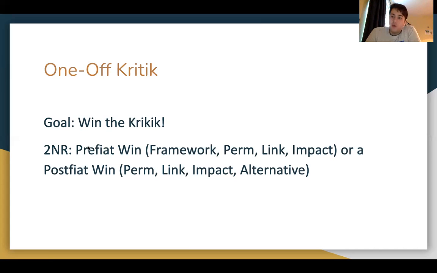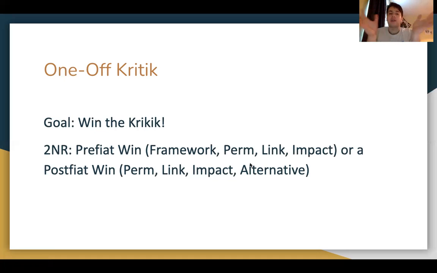There's a pre-fiat win, which, if you haven't seen the K lecture, in most basic terms means something along the lines of because of an action in the debate space that was bad, we win. And for that, you need to make sure you're winning framework, the perm, the link, and the impact. Or you can win post fiat, which generally says something in the world of debate, right? Like the fake world that we're pretending to pass policies in. And there you want to win the perm, the link, the impact, and the alternative.